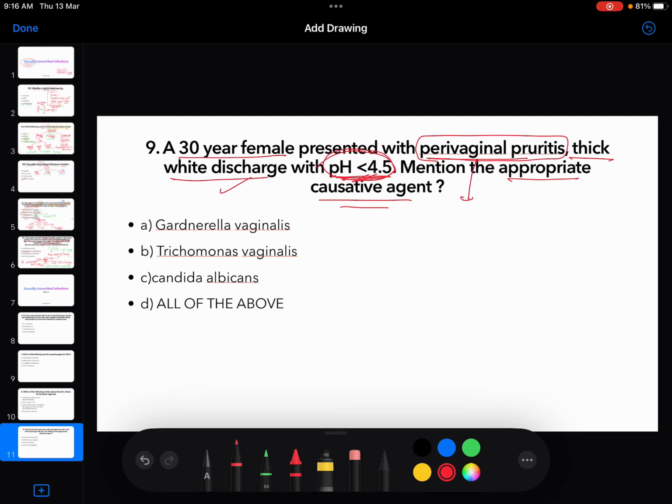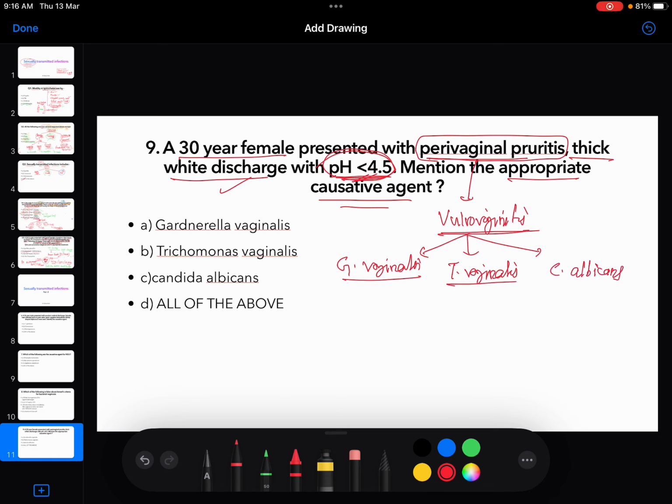Perivaginal pruritus means there may be infection, vulvovaginitis. Infection may involve the vulva and the vagina. These are caused by three microorganisms. One is Gardnerella vaginalis, another is Trichomonas vaginalis, and another is Candida albicans. They are the three most important causative agents for vulvovaginitis. How are they differentiated from each other?